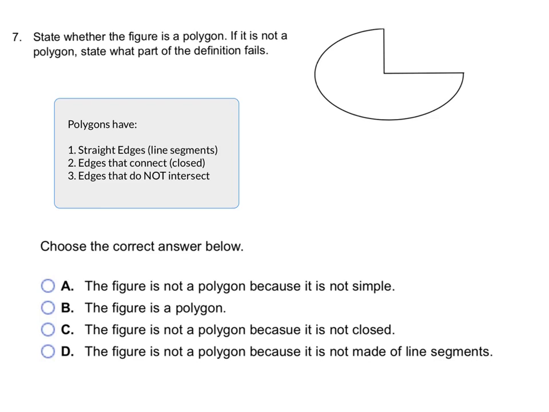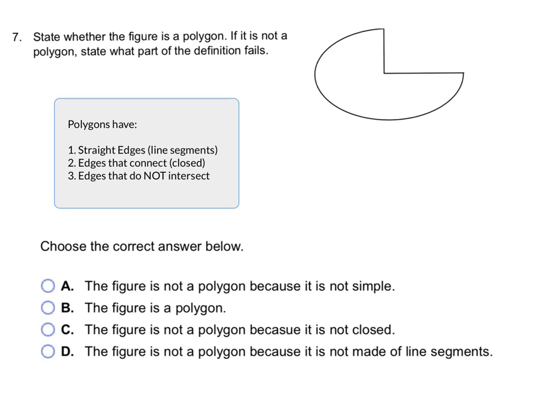Third, the edges should not intersect. So that means that the edges of the polygon should not cross. For instance, if we have this figure here, this is not a polygon because these lines intersect.